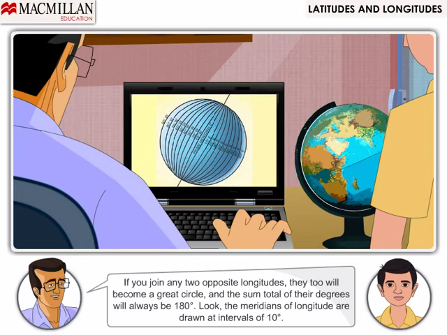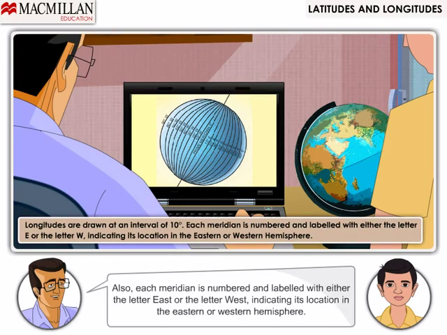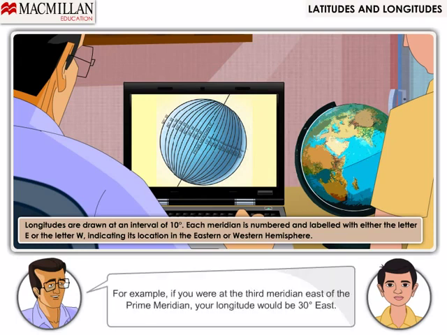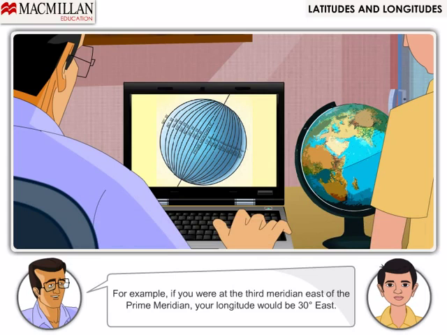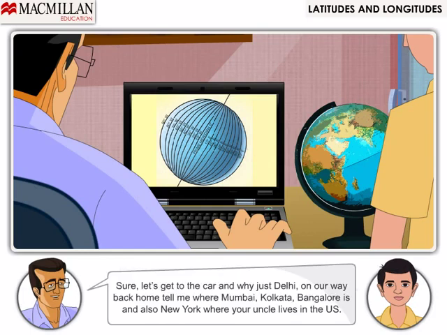Look, the meridians of longitude are drawn at intervals of 10 degrees. Also, each meridian is numbered and labeled with either the letter east or the letter west, indicating its location in the eastern or western hemisphere. For example, if you were at the 3rd meridian east of the prime meridian, your longitude would be 30 degrees east. Papa, let me look at the grid system and tell you where Delhi is.